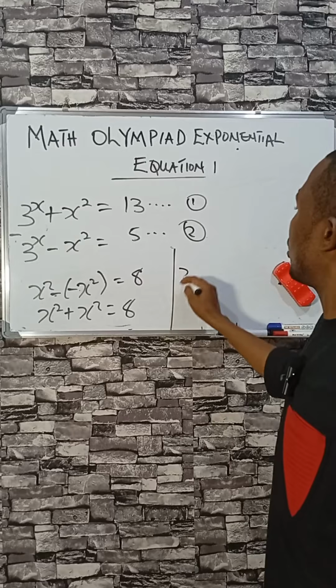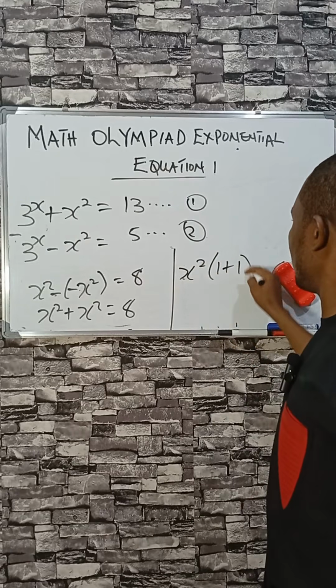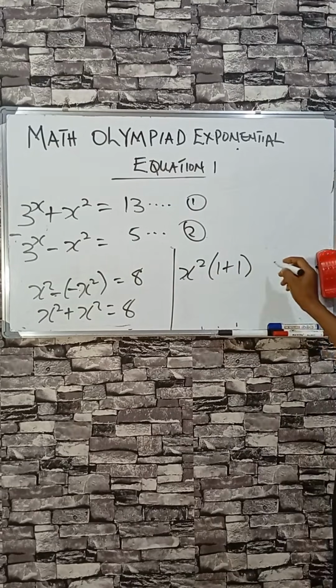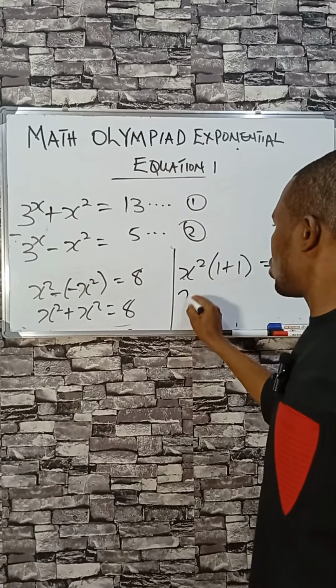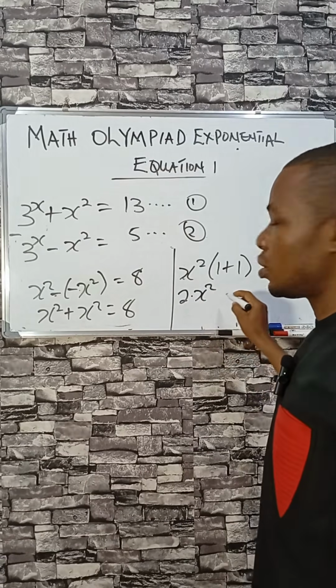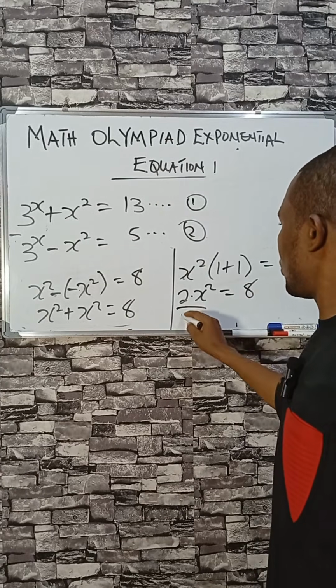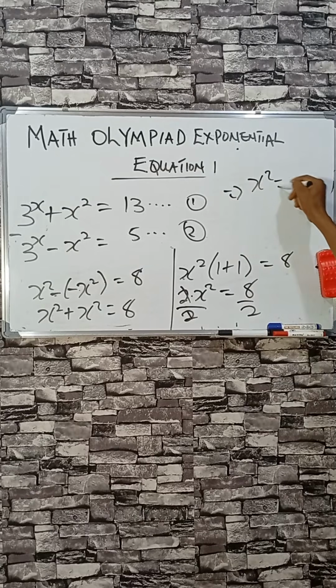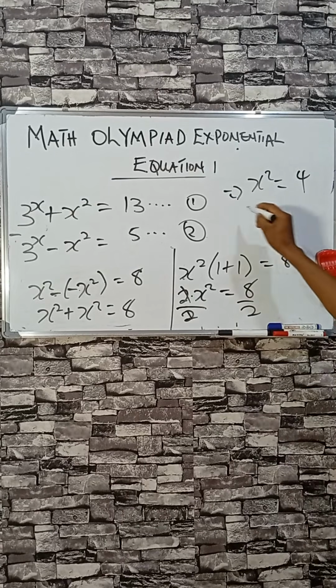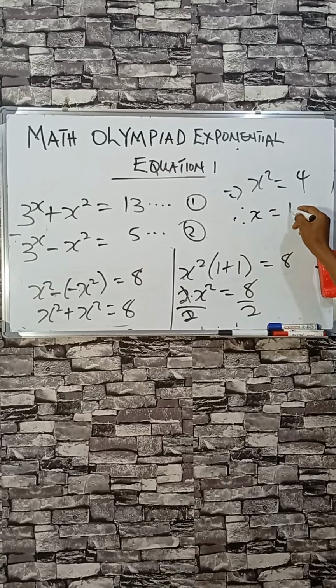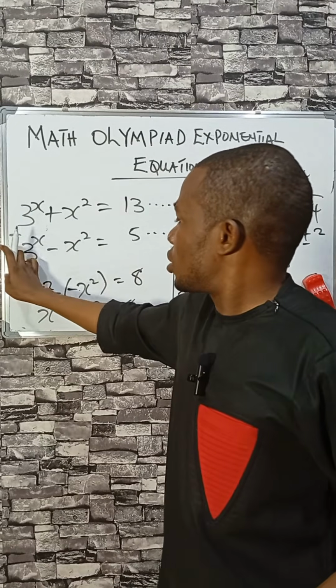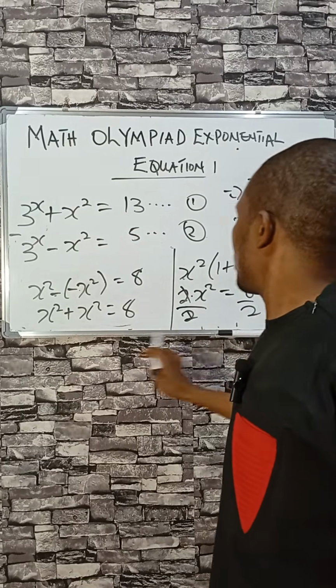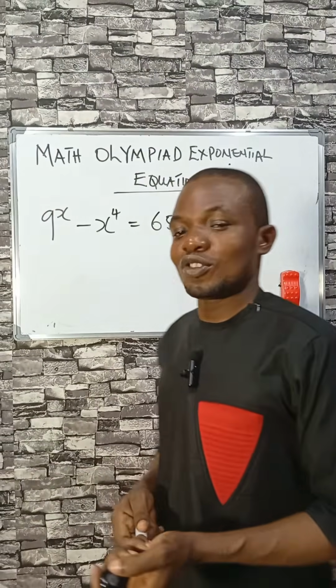Let's see, we still factorize: 1 plus 1 times x squared equals 8, so that will be 2 times x squared equals 8, divided by 2. So that will give us x squared equals 4. Therefore, x equals plus or minus the square root of 4, which is plus or minus 2. So whichever way, by subtraction we still have 2, by addition we have 2 as well, getting the value of x to be equal to 2.